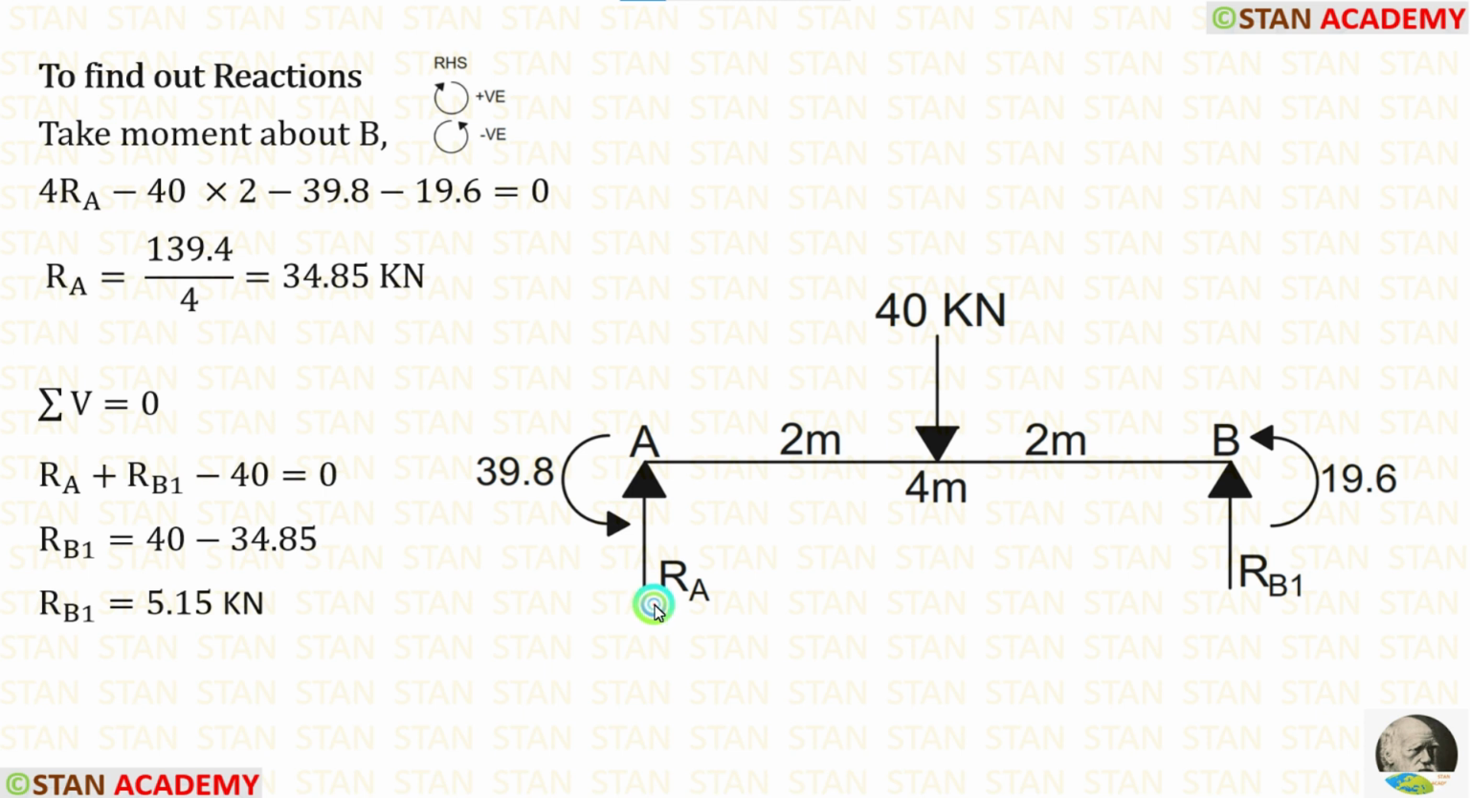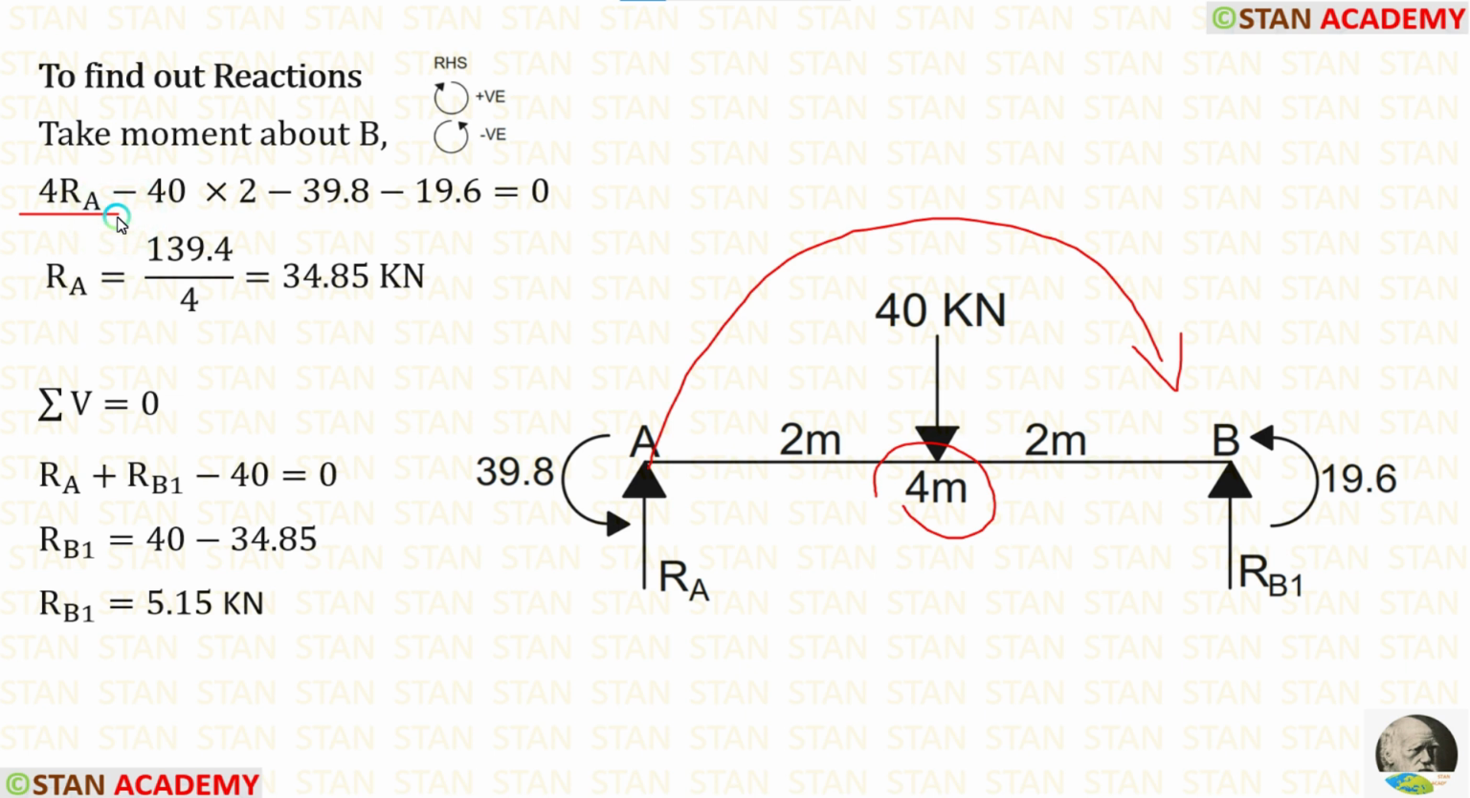First, I am going to find out RA. For that, I am going to take moment about B. In this case, I am moving towards right hand side. Clockwise will be positive and anticlockwise will be negative. RA is acting towards the point B in the clockwise direction, so it will be positive and the distance is 4 meter.